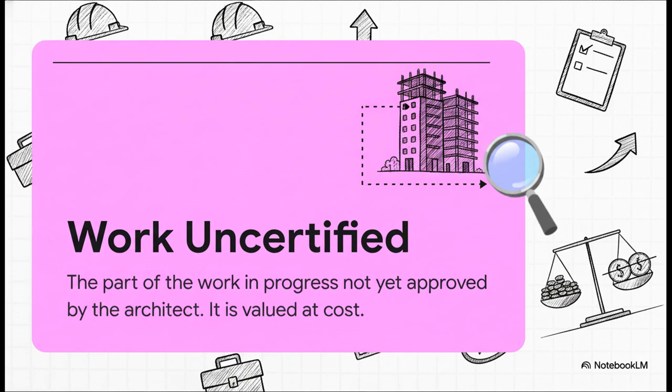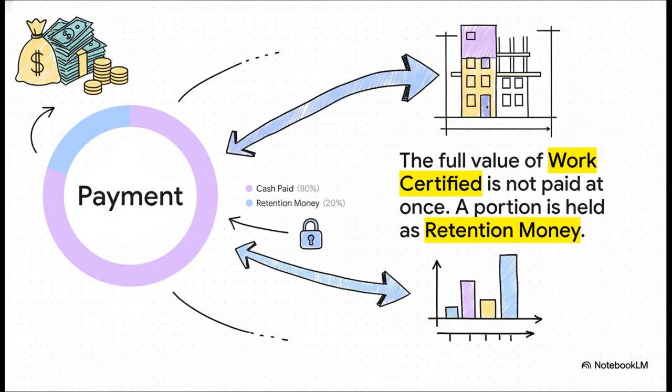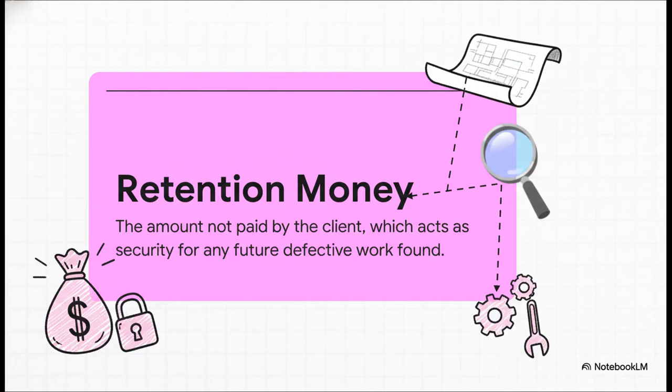Why? Because we haven't officially earned the profit on it yet. Now, here's a little catch. Just because the architect certifies, say, $1 million of work, that doesn't mean a $1 million check shows up the next day. Typically, the client will pay a large percentage of that, maybe 80%, in cash. The other 20%, they hold back. And that chunk of money they hold back is called retention money.